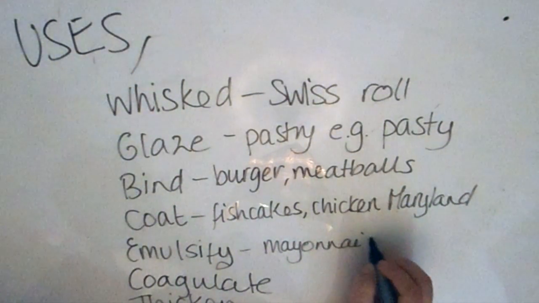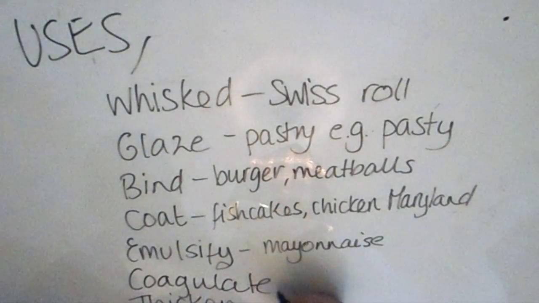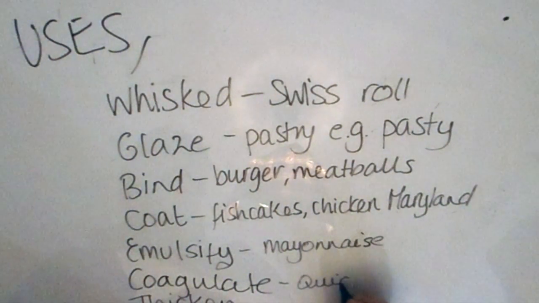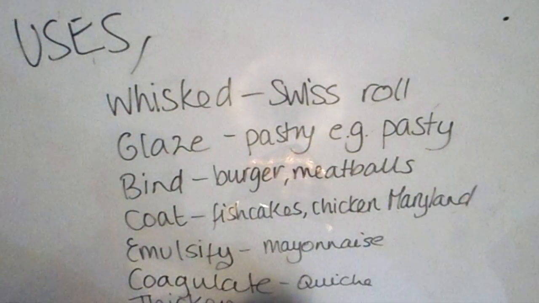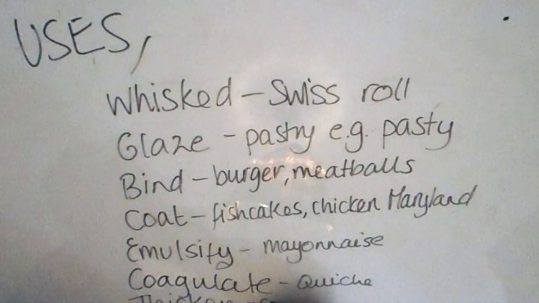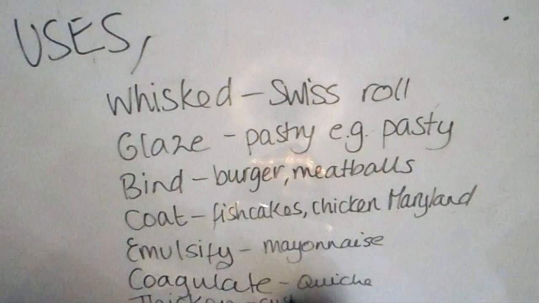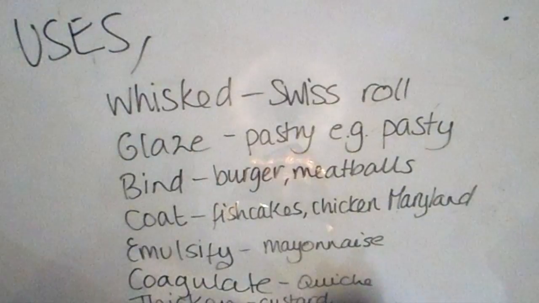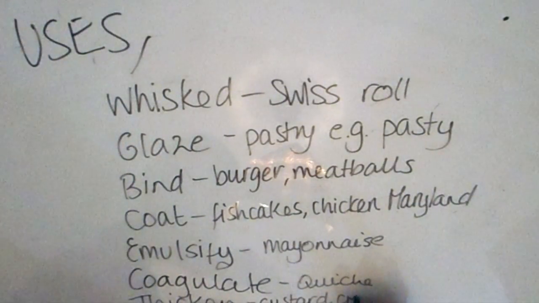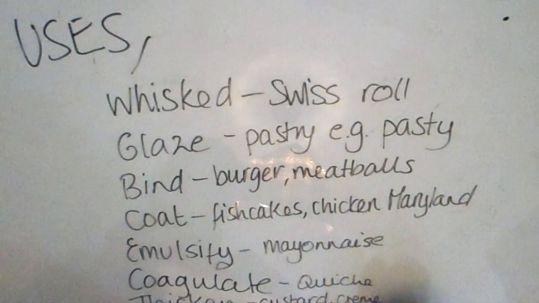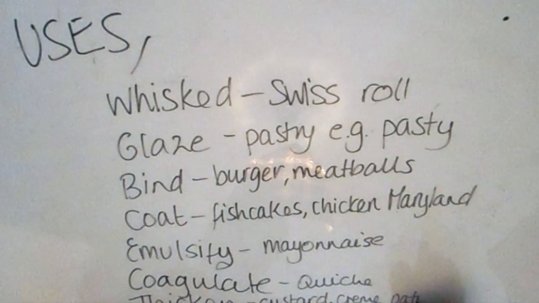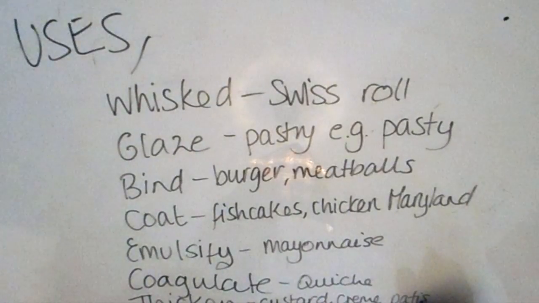You can also use eggs to coagulate or to set a mixture. Coagulate is just the term that means when eggs set. So think about when a fried egg is cooked, it sets. So you have made a quiche, and that's an example of using eggs to set a mixture or to coagulate. You've also used eggs to thicken. So when you've made custard or when you've made creme patissiere, you put eggs into that mixture, you cook it, and that will start to thicken your sauce.